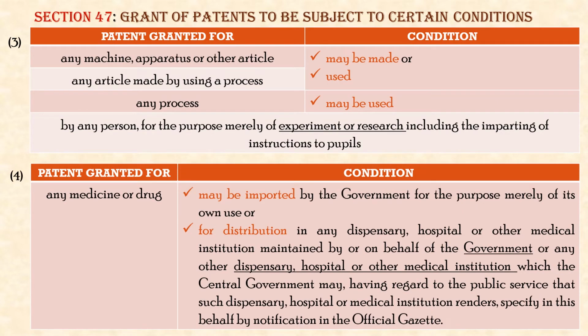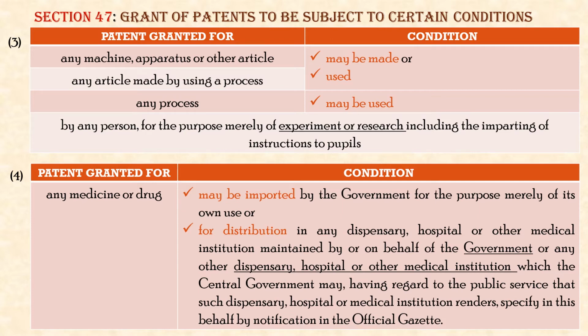Subsection 3, under section 47, says that if a patent is granted for any machine, apparatus or other article or any article made by using a process, that is, product patent, the condition associated is it may be made or used, and in case of process patent it may be used by any person for the purpose merely of experiment or research, including the imparting of instructions to pupils.